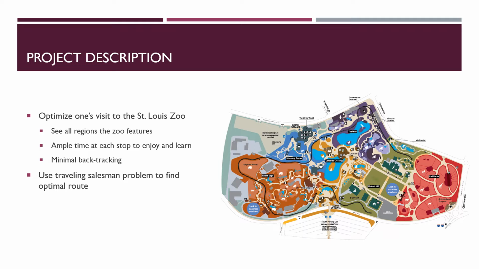And minimal backtracking so you don't have to worry about missing something or crossing your path again to go back and see something. Everything will be pretty much in a straight line as much as we can. The goal is to use the traveling salesman problem to optimize this route, looking at all the different subtours that have come up and imposing constraints as needed to make sure we get that one optimal route we're after, if it's possible.